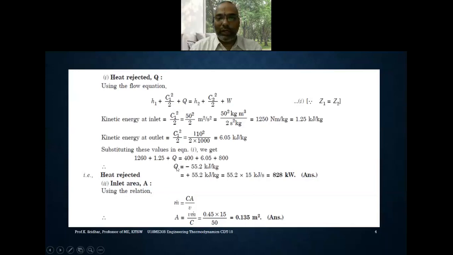So we get Q equal to 828 kilowatts. Whenever you are solving problems, concentrate especially on the units. The units play a vital role. The second parameter, the inlet area, can be calculated from the continuity equation. We studied the continuity equation, m equals C A by v. We know m, and from that you calculate A. So the area at the inlet we find as 0.135 square meters.